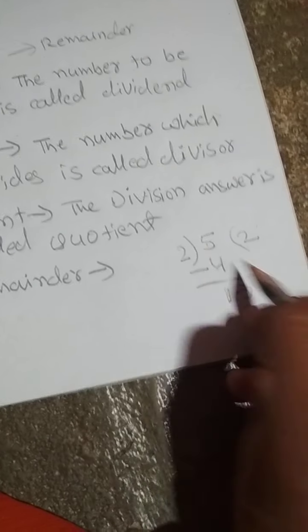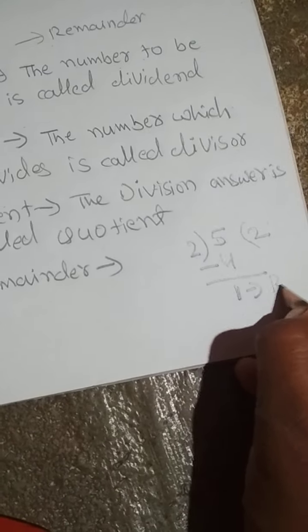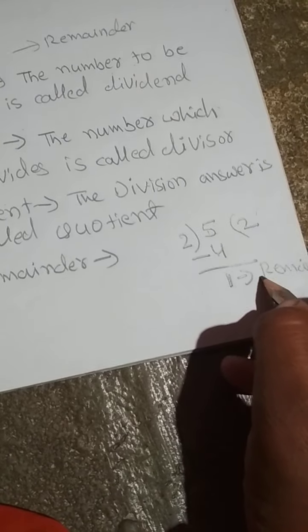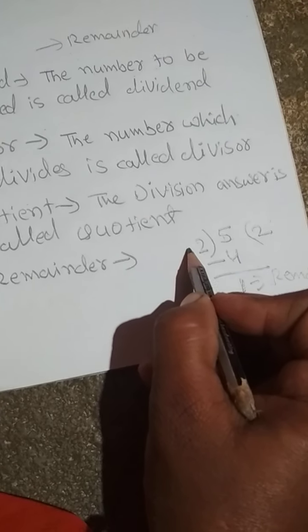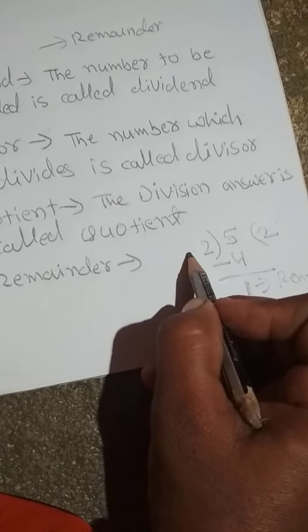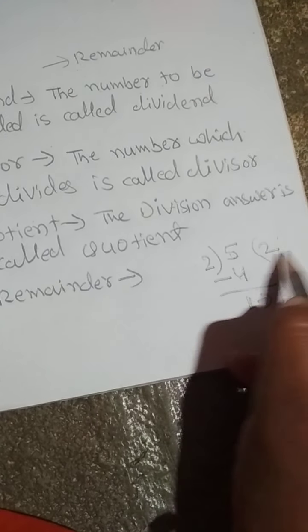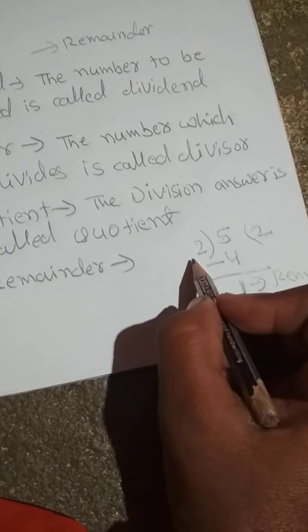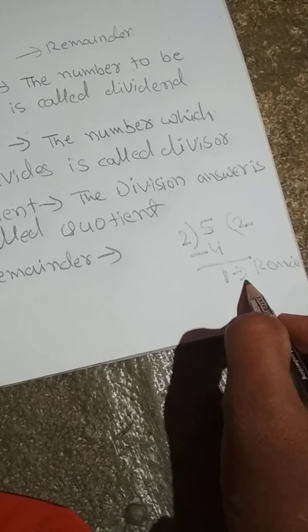Another one is here. Okay students, 5 is there. This 1 is called what? Remainder. This one is called remainder. This 2 is called what, students? Which number is this, this 2? Divisor. And this 5 is the dividend. And this answer is the quotient. Okay students. Divisor, dividend, quotient and remainder.